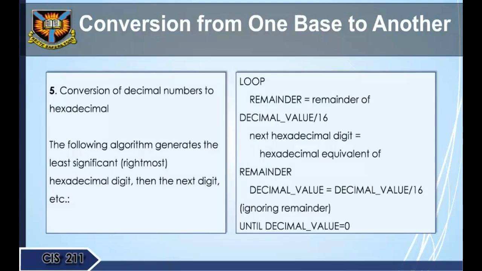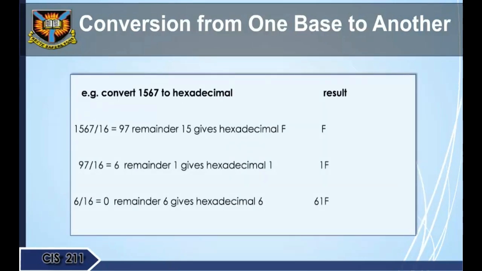5. Conversion of decimal numbers to hexadecimal. The following algorithm generates the least significant, rightmost hexadecimal digit, then the next digit, etc. Loop: remainder is equal to the remainder of decimal_value/16. Next hexadecimal digit is equal to the hexadecimal equivalent of the remainder. Decimal_value is equal to decimal_value/16, ignoring the remainder, until decimal_value is equal to 0.